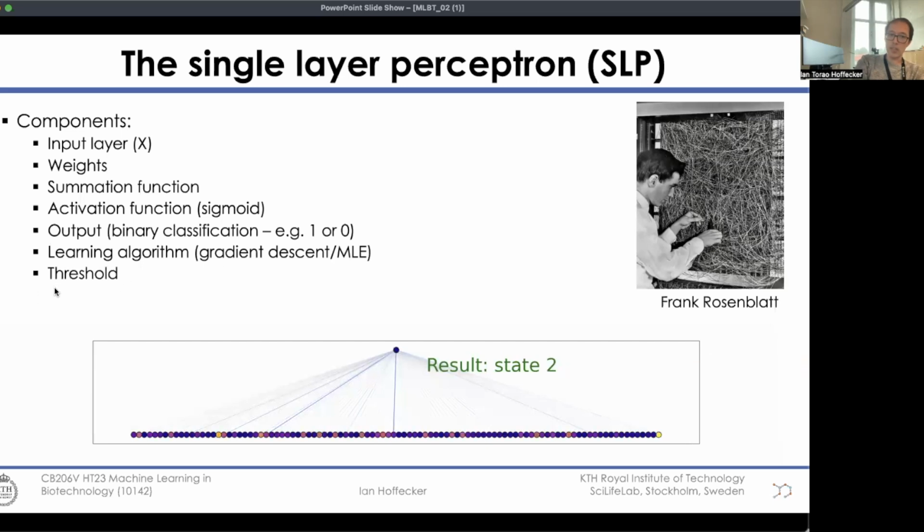And then implicit in all of this is there's some threshold. So the output result is a probability, a number between 0 and 1. And what we might say is that if it's below 0.5, then we classify that result as a 0. If it's above 0.5, we classify it as a 1. Or we could shift this threshold to be more or less sensitive to one state or the other.